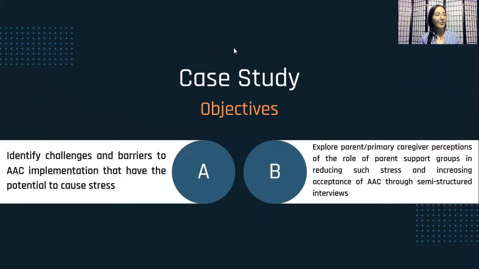So my objectives for this research project were, first of all, I wanted to identify challenges and barriers to AAC implementation that have the potential to cause stress. I had already done a little bit of this in my initial literature search, but I wanted to hear directly from a parent. And in particular, I made a really big effort to include a parent from a diverse and different cultural background than what I had already seen represented in research, specifically because I am bilingual, and I would be able to interpret and translate documents to Spanish. I was looking for English and Spanish speakers.